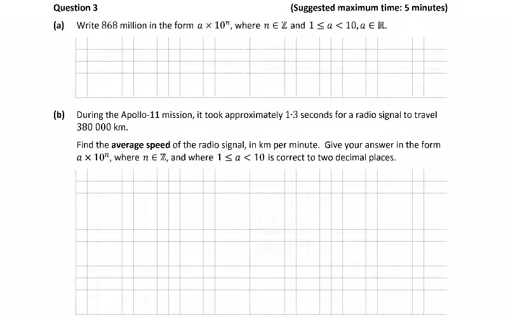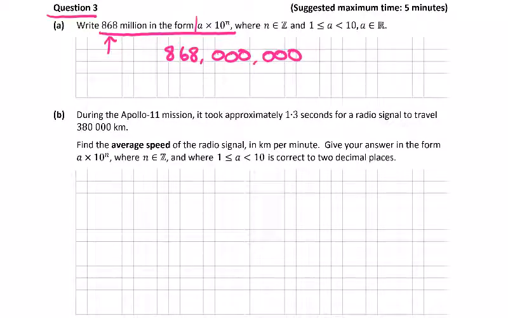Question 3 is scientific notation. And if you've done 2019 and 18 in preparation for this 22 exam, which you all are doing, I hope, on a Sunday, you should start seeing a pattern. Scientific notation coming up here, percentages all the time. 868 million. How many zeros does a million have? It has 6. Write it in the form a by 10 to the power of n.